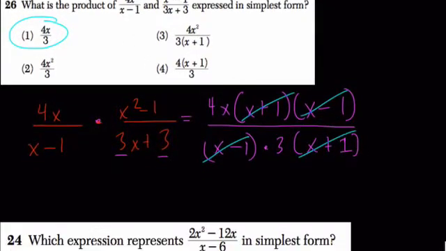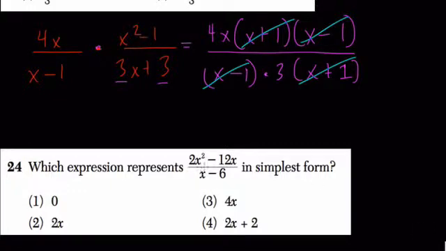choice 1. Here we're trying to find this in simplest form. Well, what we want to try to do is factor things out in our numerator to cancel them out.